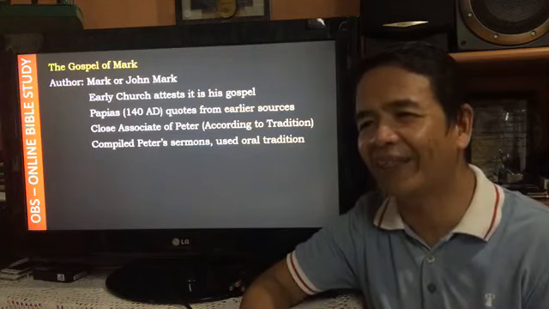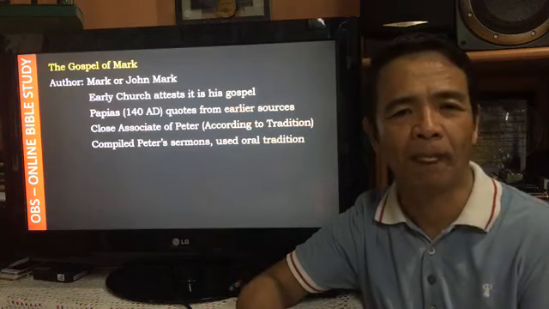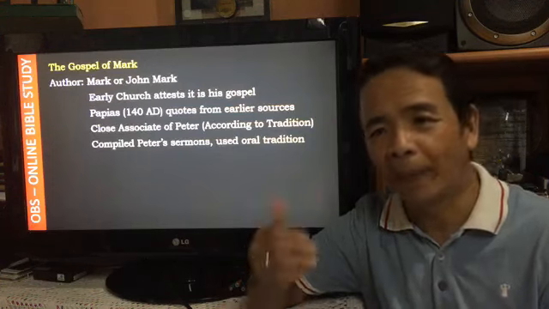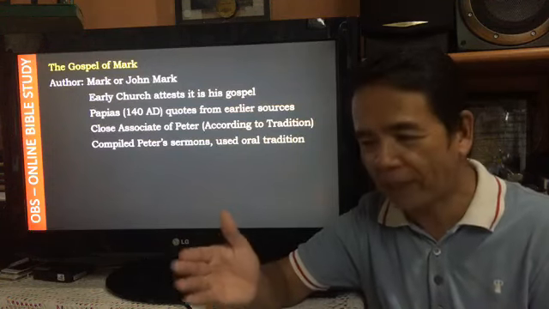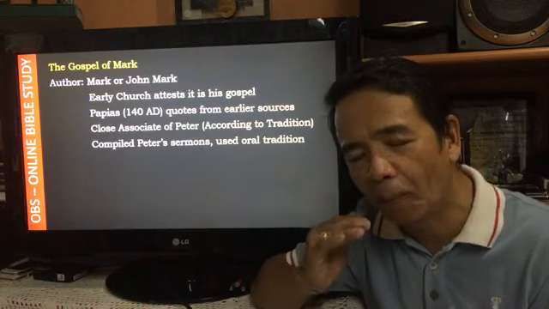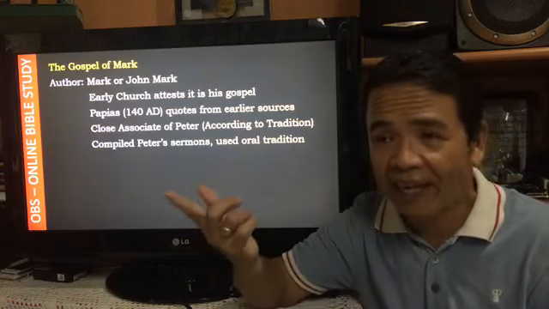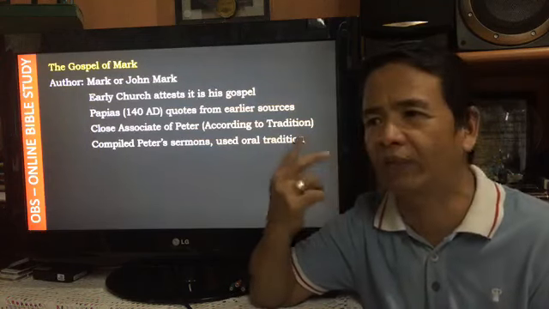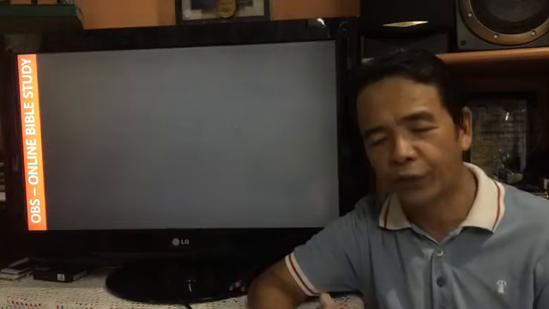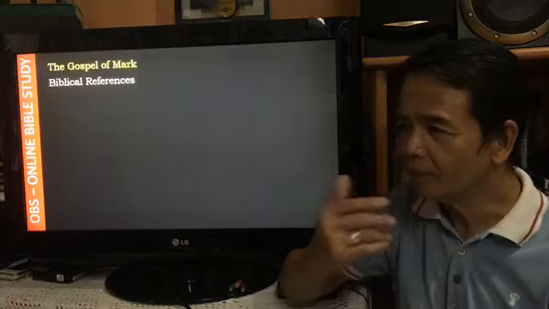Some were saying that there must have been an earlier version of the gospel that is extant, that we can no longer find. But be that as it may, we would like to thank Mark for putting it down, for writing whatever he has read, whatever he has heard, whatever tradition must have been passed on to him. So that's our writer for the Gospel of Mark.